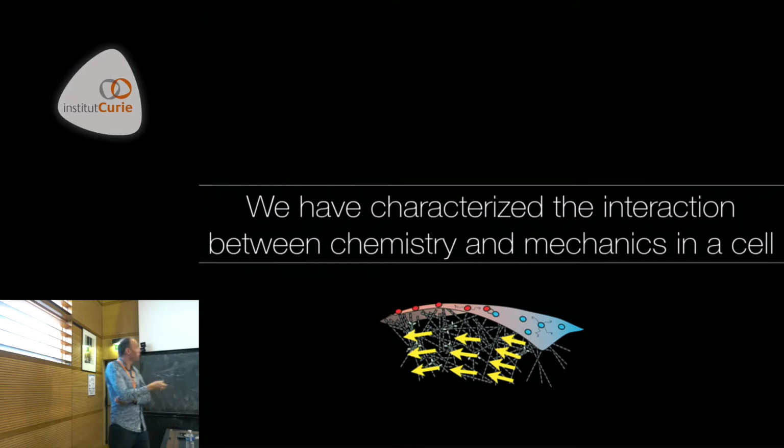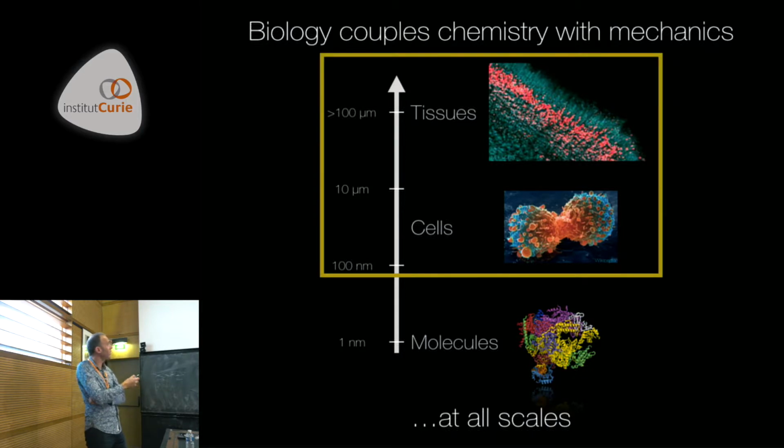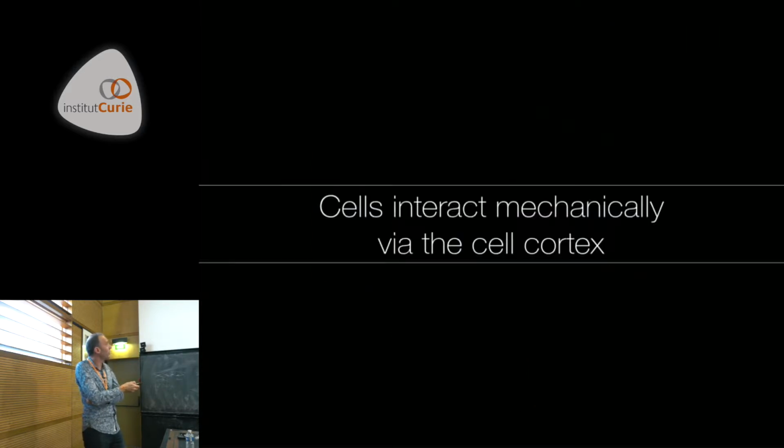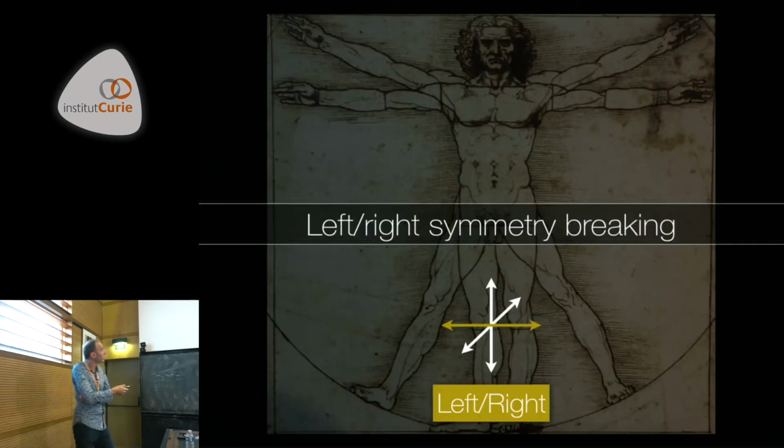Okay, so we're going to shift gears a little bit now and move to the level of cells and tissues. And now it's back more to the mechanics. I should say we're also trying to bring the chemistry in there too, but we're early days. Of course now cells interact, so back to mechanics at the level more of tissues. Cells interact mechanically via the cell cortex. And what I'll tell you about is the mechanism by which the embryo, the nematode worm, establishes this left-right body axis.